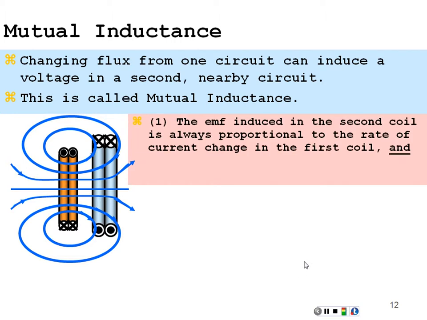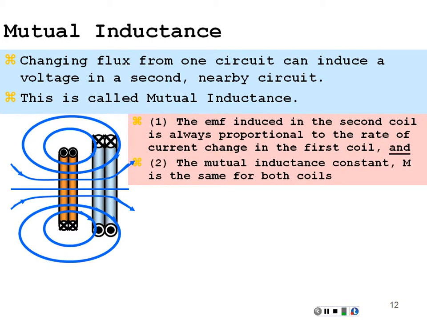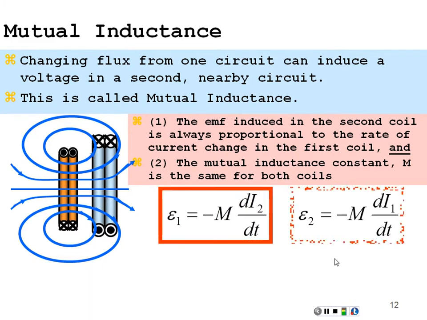So the EMF induced in the second coil is always proportional to the rate of current change in the first coil, and the mutual inductance constant, which we'll call M, will be the same for both coils. So the EMF induced in coil number 1 is equal to the negative mutual inductance, change of current 2 per time. And for that matter, the EMF induced in coil 2 is equal to negative mutual inductance, change of current 1 per time.